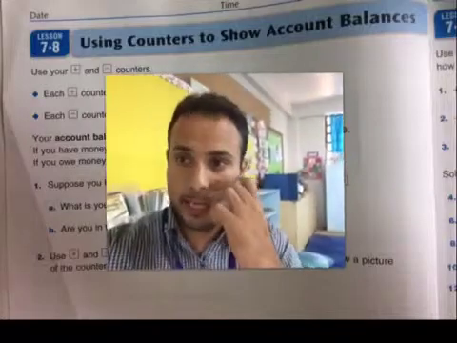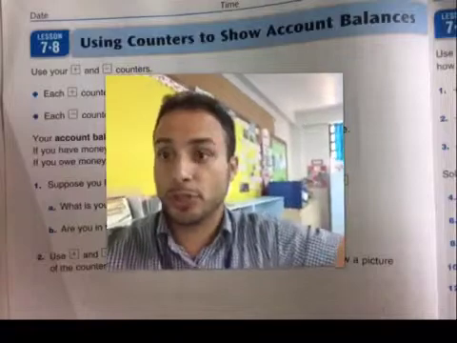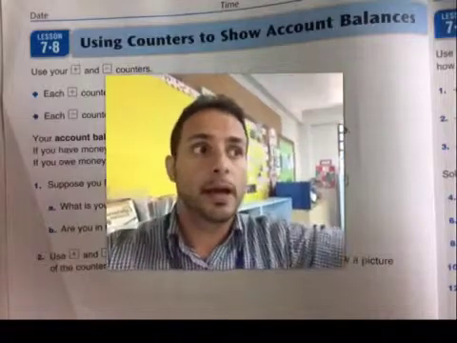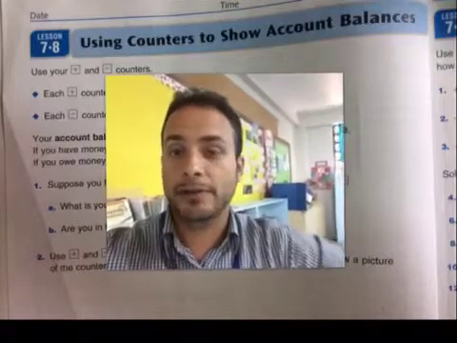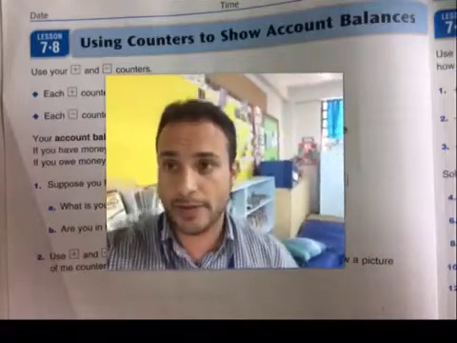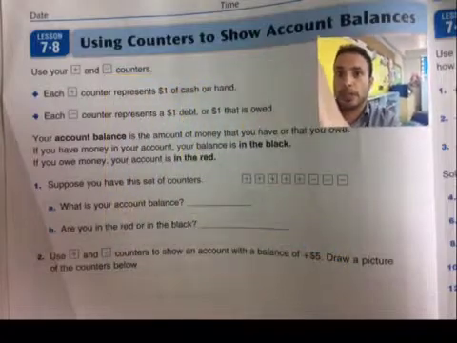Account balances meaning you either have a plus or you have a minus, which would be a debt. A plus means you have money in your account. If you have a negative, it means you owe money. Okay, so you have a debt. Let's take a look at this lesson by using the counters.